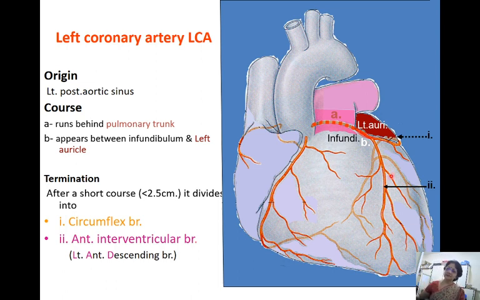But clinicians, the purple one, the anterior interventricular, clinicians call it the left anterior descending. LAD is how it will be seen in your angiography. He says AIV branch, we say LAD. So it's just another name.